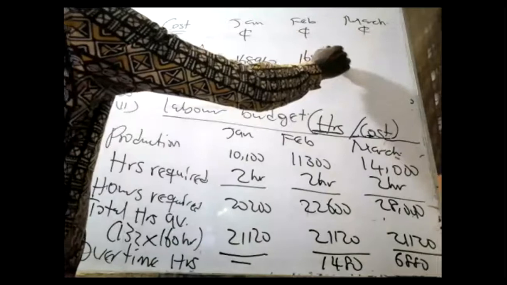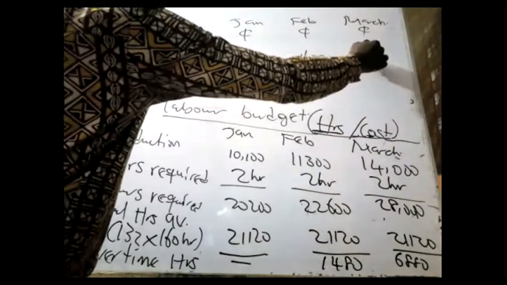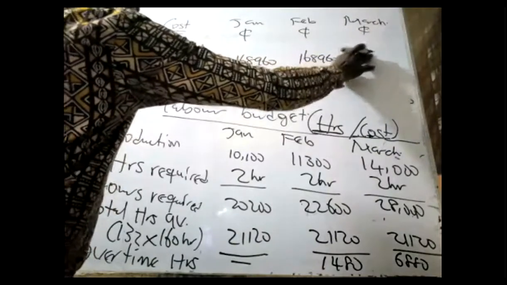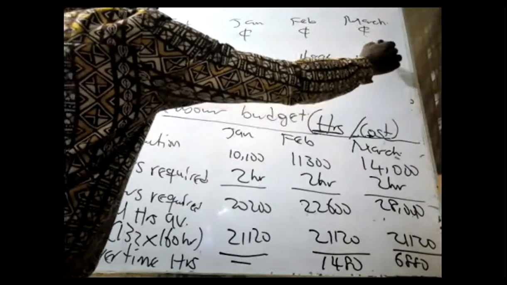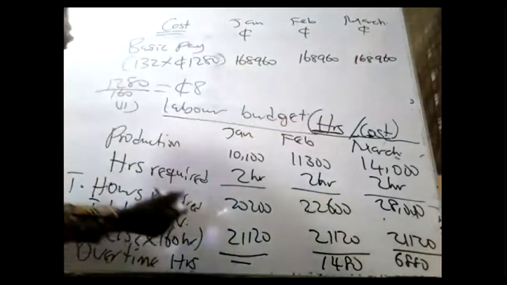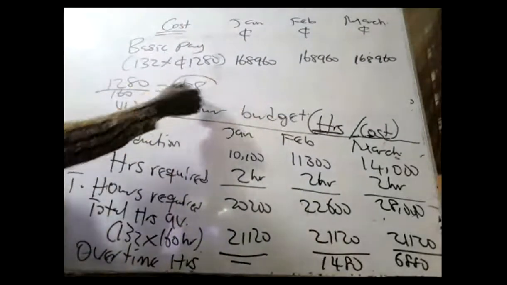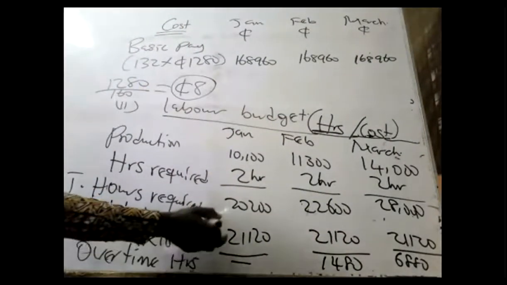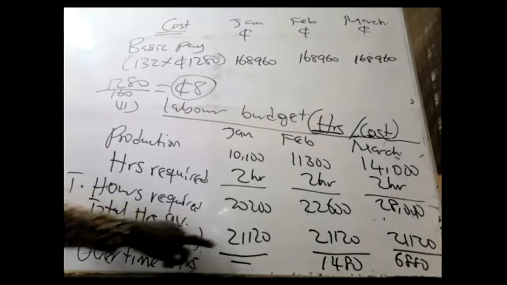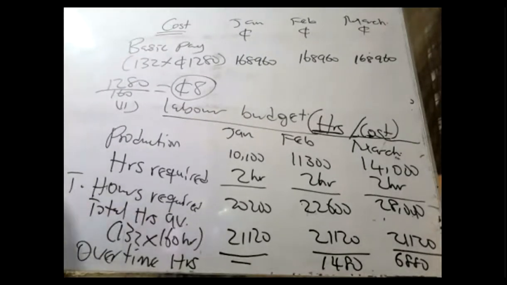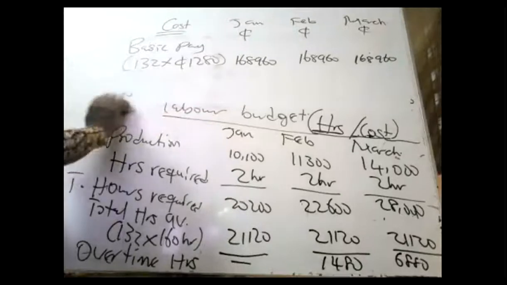It's going to be the same throughout, because each and every year, the basic is fixed. Or you can also multiply 8 Ghana cedis by the total minimum hours of 21,120. It must also give the same answer. Perfect. Let's move on to overtime.